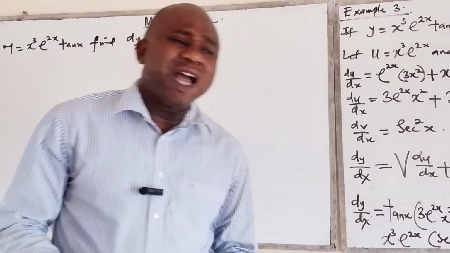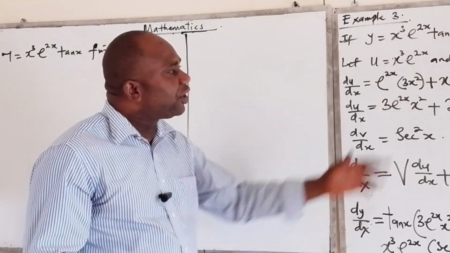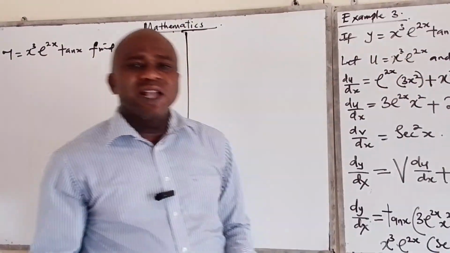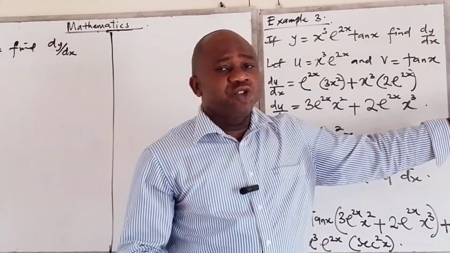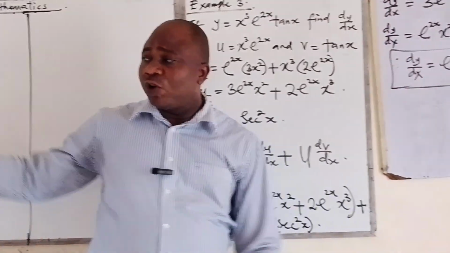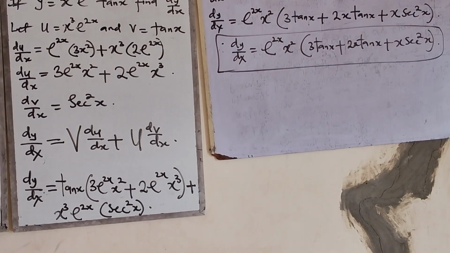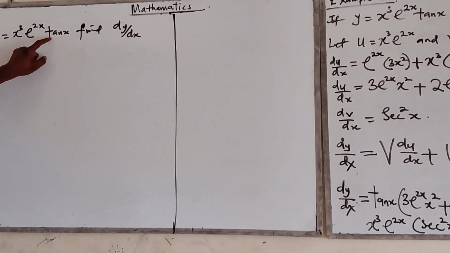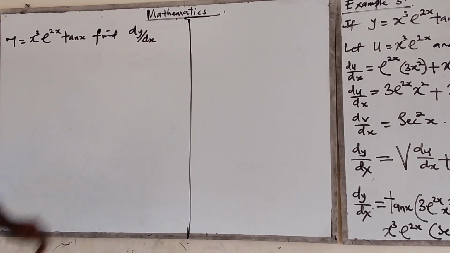In our last class, we found the derivative of three functions of x using the product rule. So in this class, I want us to compare that solution with the solution we get using logarithmic differentiation. Now, in this case, we have y is equal to x raised to the power of 3, e raised to the power of 2x times tan x. And here we are asked to get the value of dy/dx.